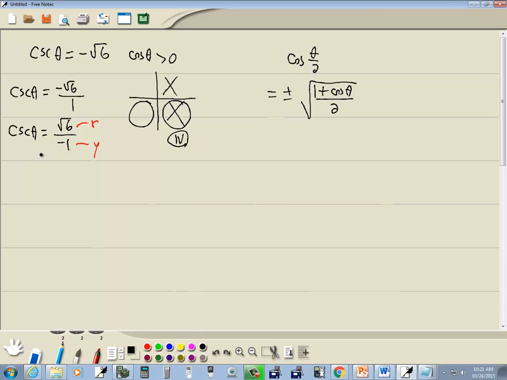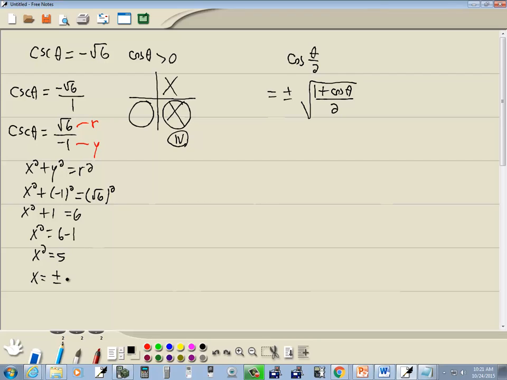Well, let's find our x. Your goal on these is to find x, y, and r, and then use those to help you solve the problem. So we have x squared plus y squared is equal to r squared. So x squared plus negative 1 squared is equal to the square root of 6 squared. So we've got x squared plus 1 is equal to 6. Take the 1 over, and we get x squared is equal to 5. Drop the squared, put a plus or minus square root around the other side. But in quadrant 4, the x values are positive. So we're going to keep x is equal to positive square root of 5. Okay, so now we're ready to find cosine theta.